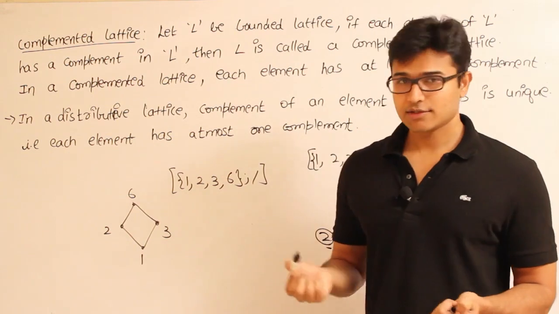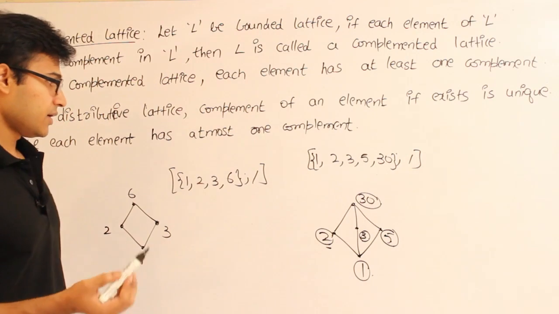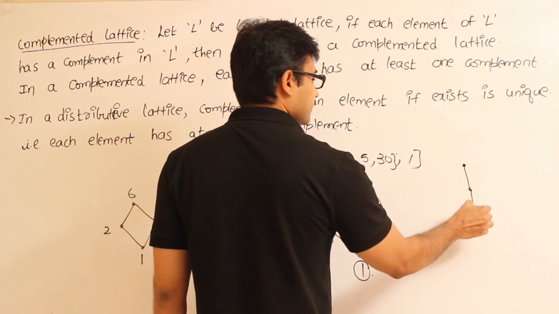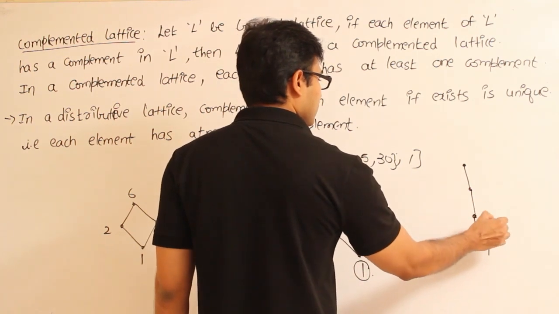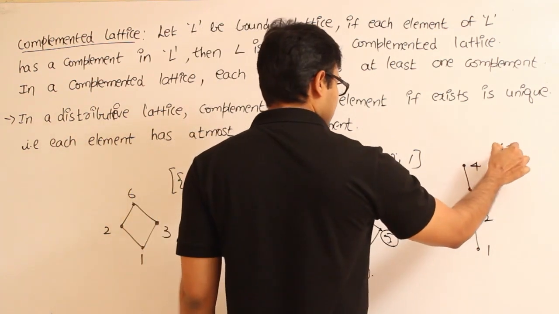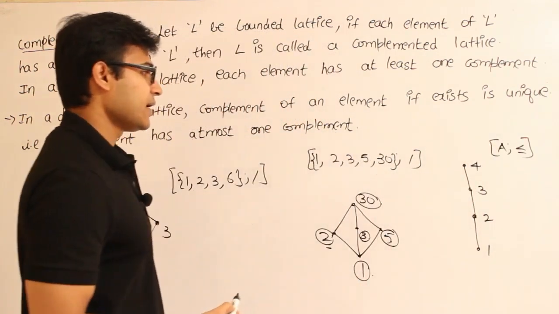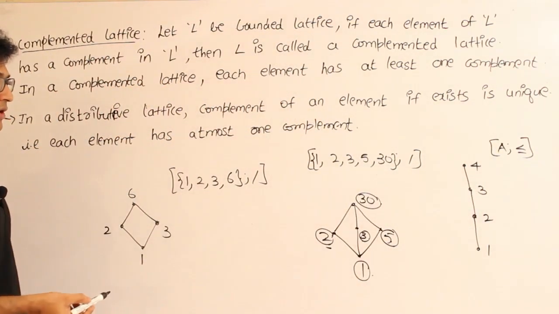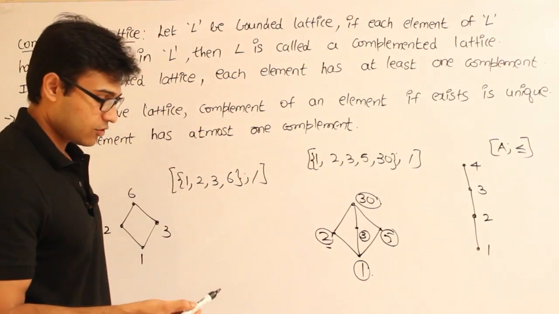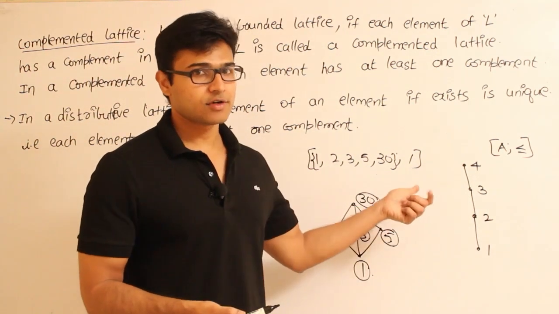So we'll see more examples also. There will be some examples for which it may not be complemented, right? So if you try to see this one, let us say 1, 2, 3, 4. It is a set of 4 elements, and the relation is less than or equal to. So it is a poset, right, and a bounded lattice. One more thing: we are talking about only bounded lattices. If it is not bounded, it cannot be complemented. The reason is we cannot talk about complements unless it is bounded. Yes, in this case it is bounded, but still it is not a complemented lattice.